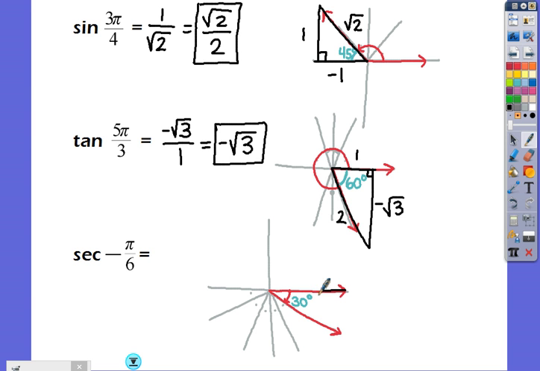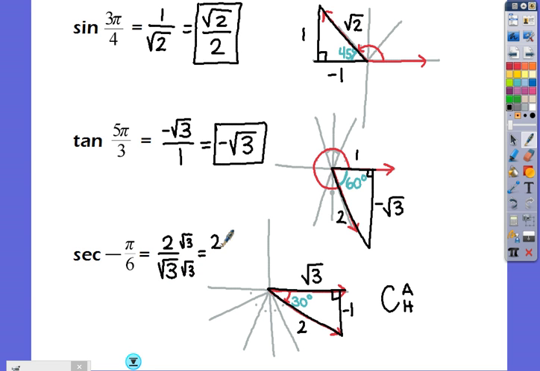There it is again. A 30, 60, 90. 1, 2, square root of 3. Any of those negative? X is positive, y is down, so that's negative, radius always positive. Now we're thinking secant, which is an upside down cosine. So I'm going to do hypotenuse over adjacent. That'd be 2 over the square root of 3. Can't let you leave it like that, so we're going to rationalize. 2 square root of 3 over 3.